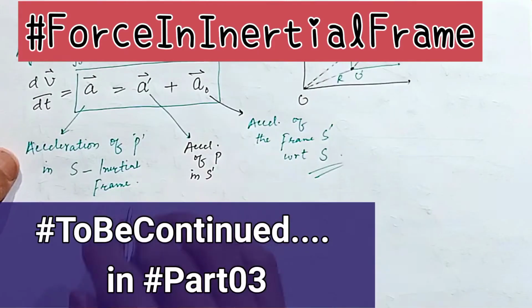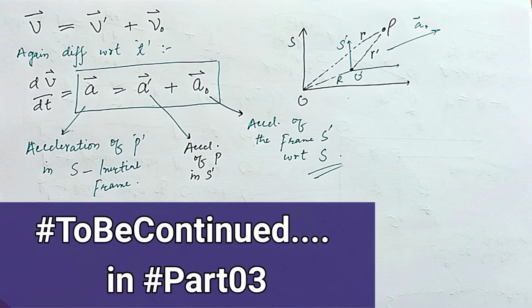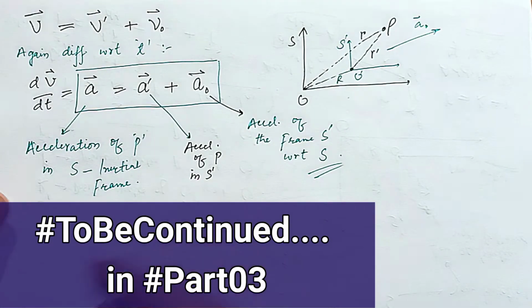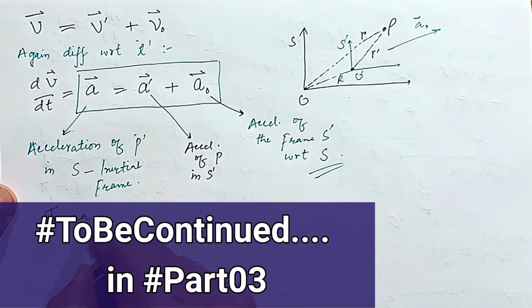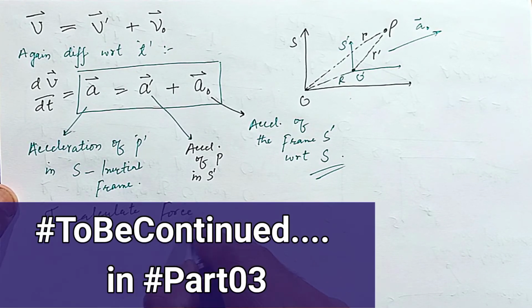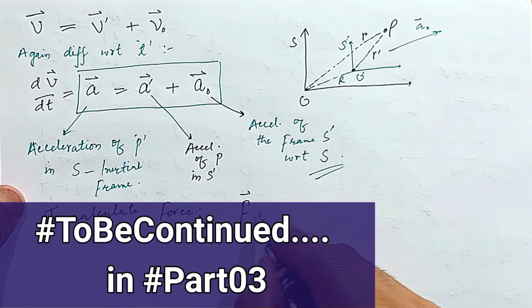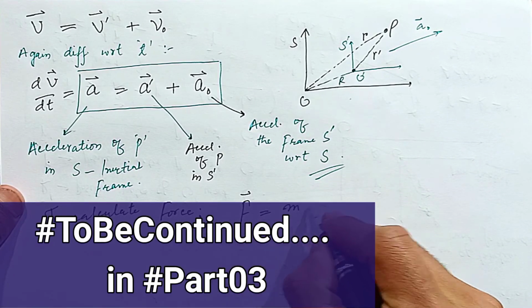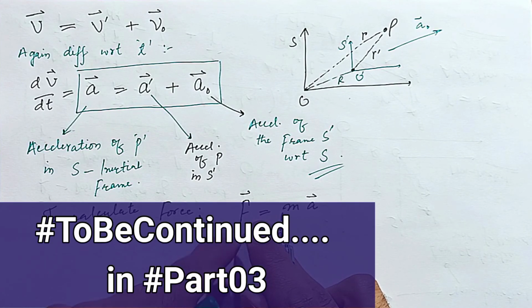Now we have to calculate the force acting on that point particle. To calculate the force, we apply the second law of motion. The second law of motion says that force is equal to mass into acceleration. Mass times acceleration gives the force.